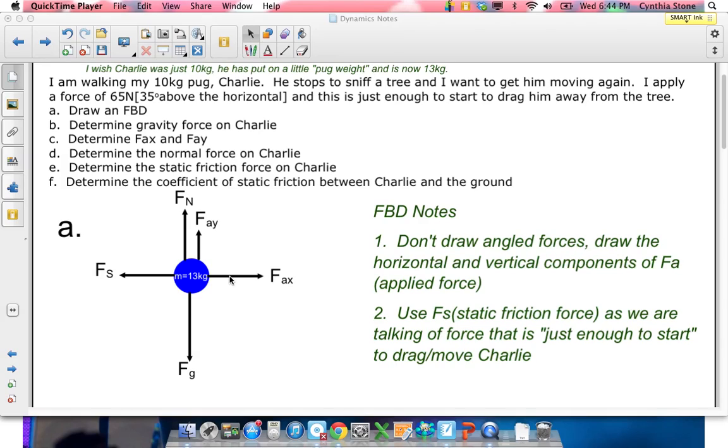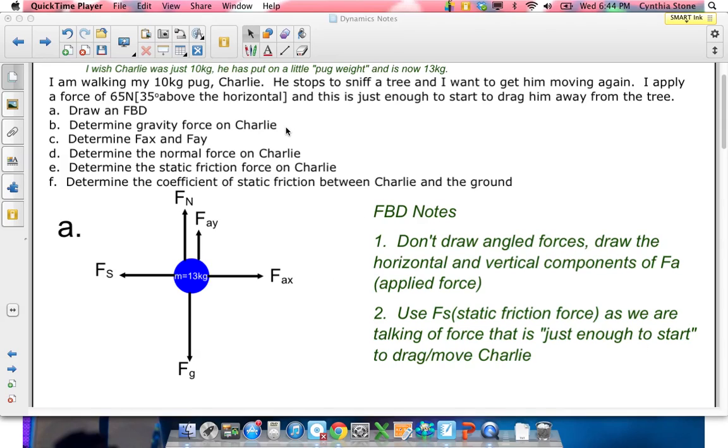So far. There is new stuff coming up where we don't, but anyway, and again, like I said, it's going to be static friction because of the words just enough to start. That's the trigger to me that it's static friction. Okay, so that's the free body diagram.